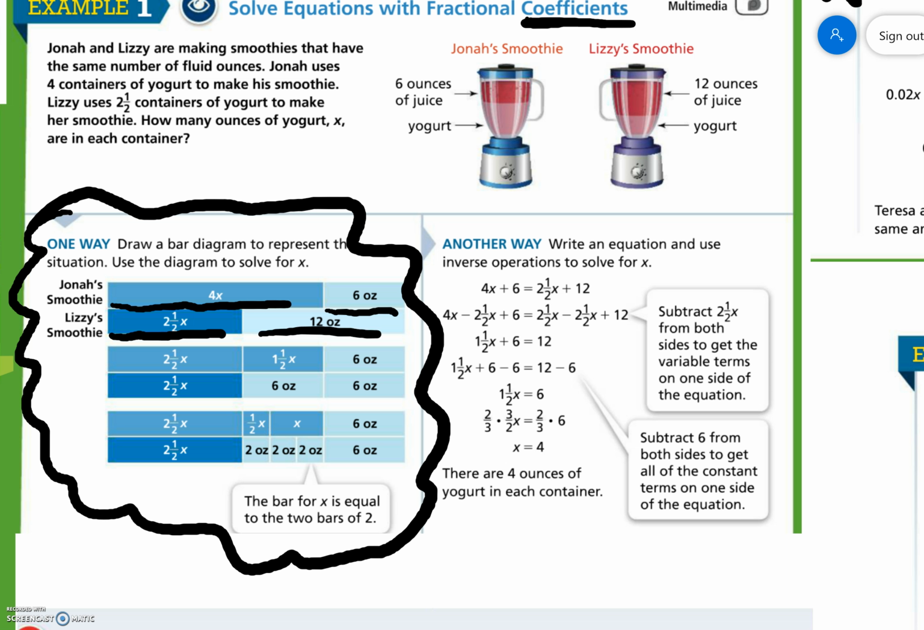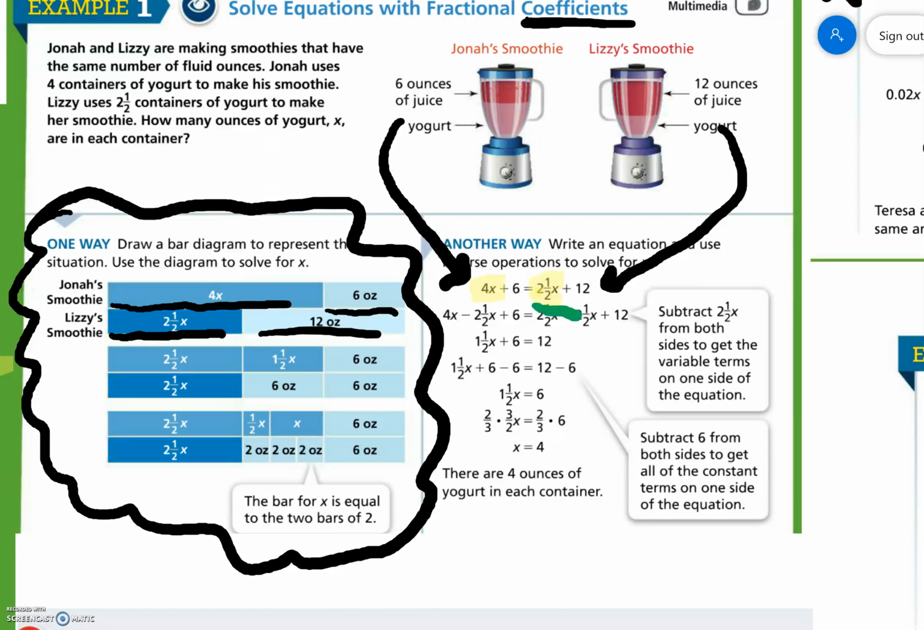I prefer to use the equation way. So we know Jonah's smoothie is 4x plus 6, and Lizzie's smoothie is 2.5x plus 12. To solve for x, we need to get the x's on one side and the constants, which are just numbers, on the other. So 2.5x and 4x. Well, they're both positive, which means to get rid of one of them, we need to use the inverse of positive, which is negative. So we can either subtract 4x from both sides or subtract 2.5x. They choose to subtract 2.5x because then we don't have to deal with negative numbers.